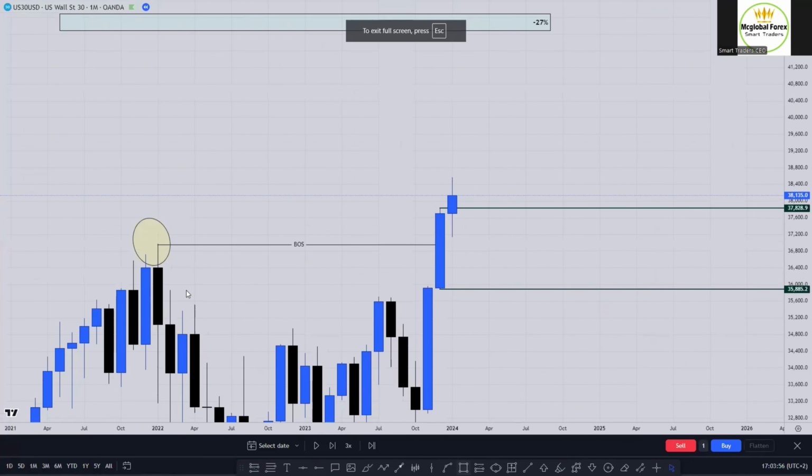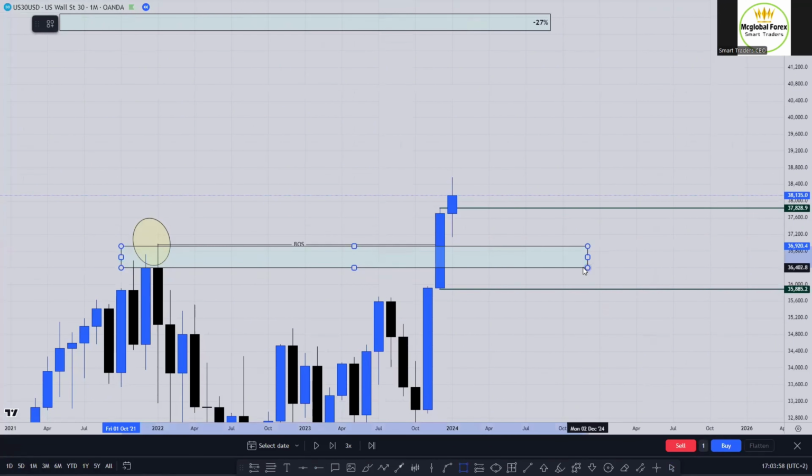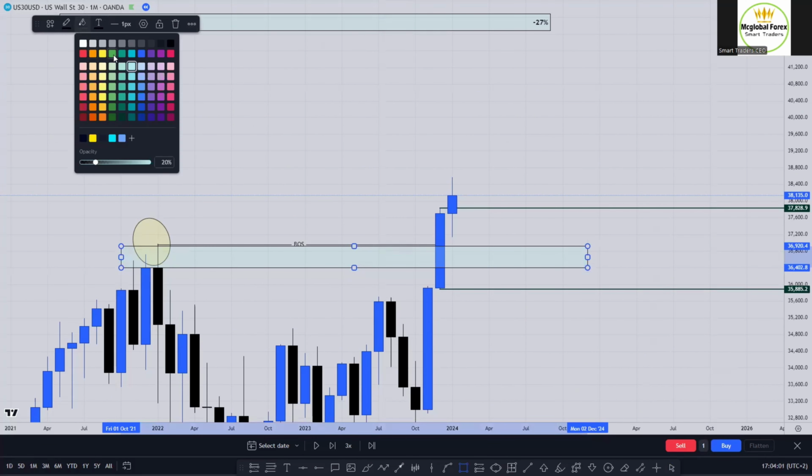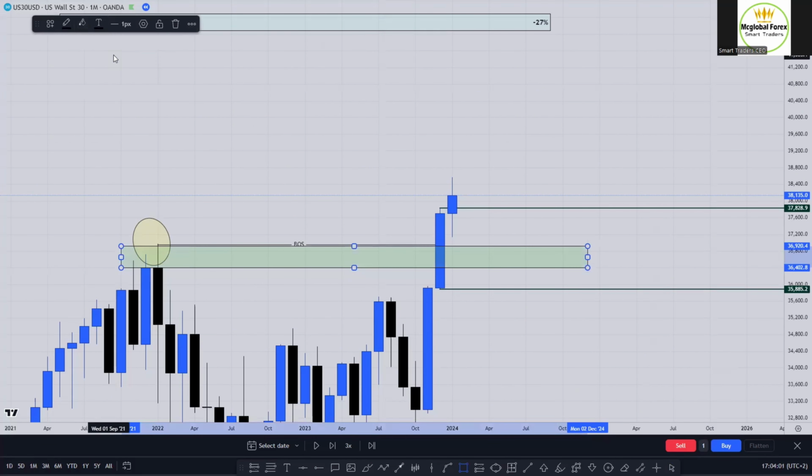Someone can also come and put maybe a resistance here, which is now acting as a support, which is not wrong. There's nothing wrong with doing that. You can also do that to say the market broke a resistance, so they're now playing above. Nothing wrong with that. Okay.